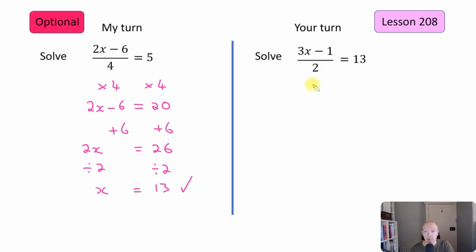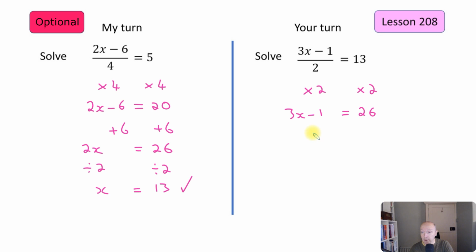Okay, so I've got a big divide by 2. So to get rid of that, we're going to multiply the left by 2. So we've got to multiply the right by 2. Equals underneath. That'll be 26 on the right. And again, the whole point of multiplying by 2 is not to have the divide by 2. So I'm left with 3x minus 1.